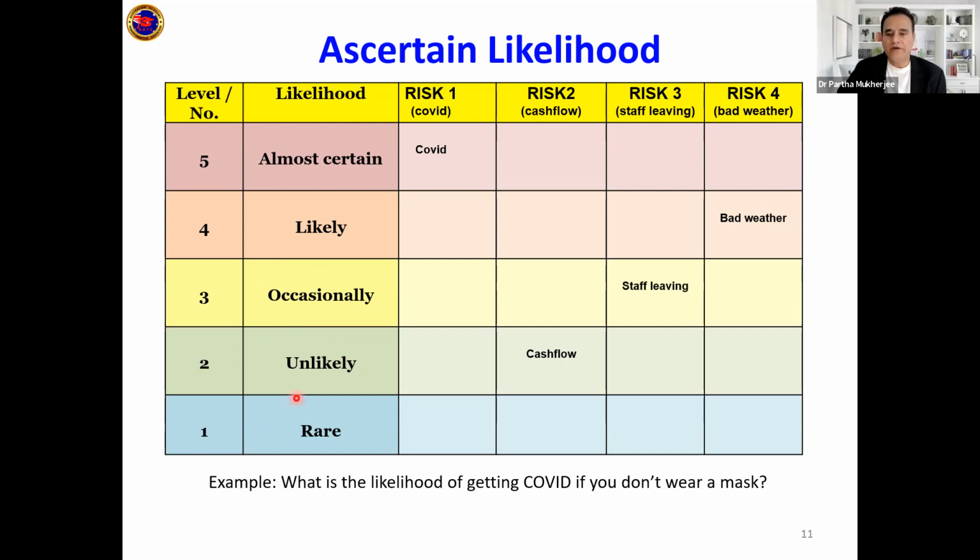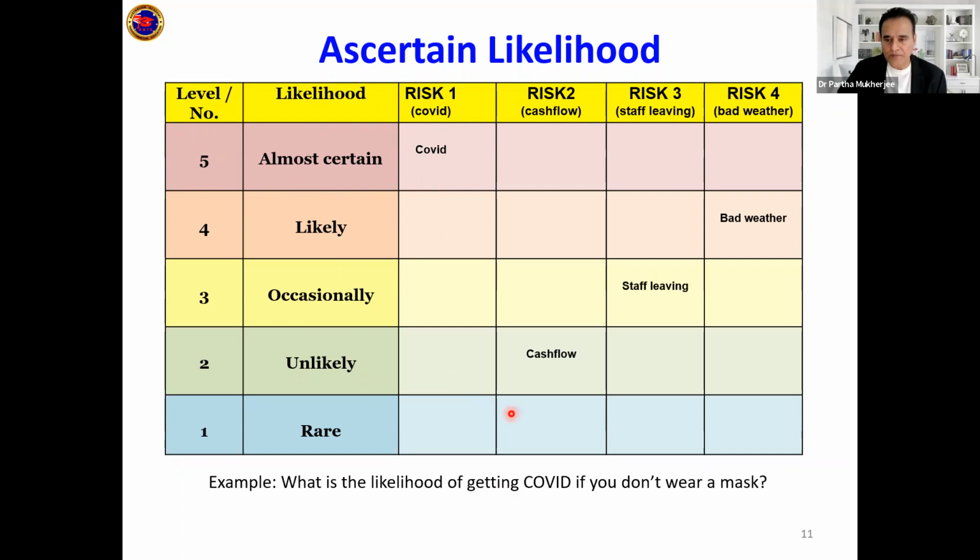Okay. So I've given an example of COVID. What is the likelihood of getting COVID if everyone comes to the office without a mask? Then you will see that it's almost certain that today or tomorrow, during the COVID period, someone will get COVID. So therefore, you see the risk called COVID here. You put a level 5. That means the likelihood is level 5.